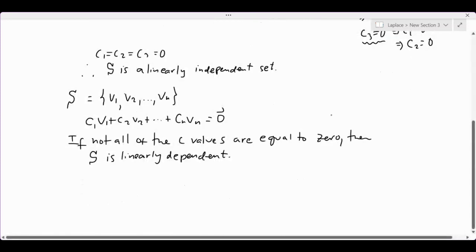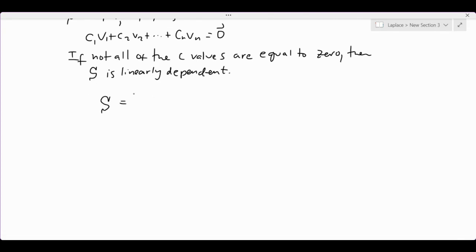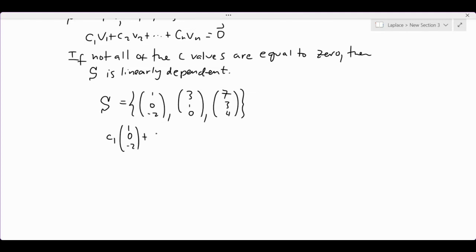All right, so how does the concept of linear dependence work? Let's give a concrete example. This time, let's have the set S consist of the vectors (1, 0, -2), (3, 1, 0), (7, 3, 4). Then we still form the linear combination of these three vectors: C1 times (1, 0, -2) plus C2 times (3, 1, 0) plus C3 times (7, 3, 4), and equate it to the zero vector.